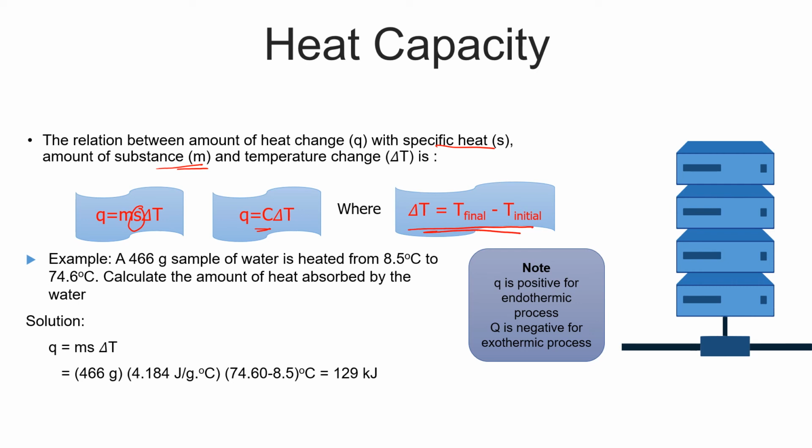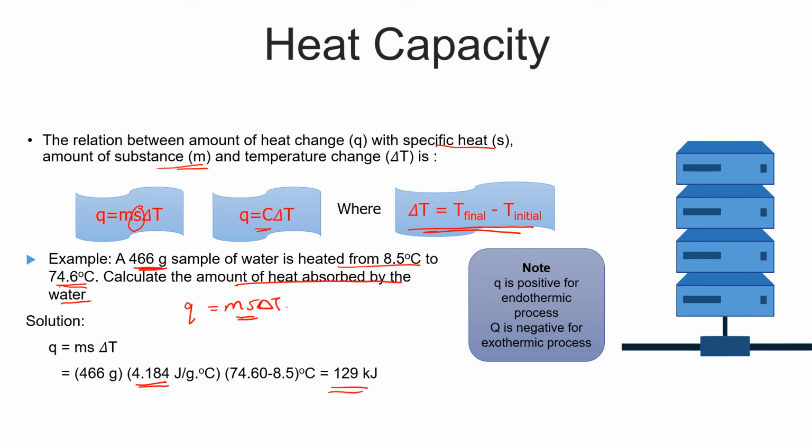Okay, so for example kita ada 466 gram sample of water is heated from 8.5 to 74.6. So calculate the amount of heat absorbed by the water. So dia nak heat kan, tengok dia bagi gram, dia bagi temperature. So you boleh guna Q is equal to M S delta T. So where to get the S? So S basically you can get from the property table. Okay, dia adalah value yang constant. For example, untuk water nilainya adalah 4.184. Untuk air berapa? Dia ada nilai dalam table. Okay, so masukkan nilai, you akan dapat nilai 129 kJ.